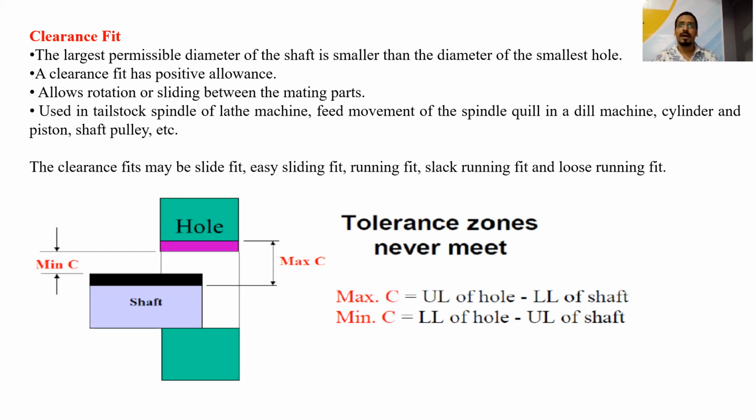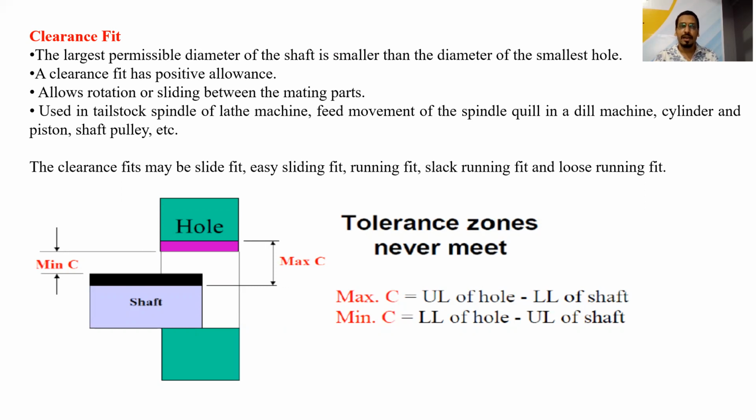Second thing, clearance fit always has positive allowance. Why? I have already told you that the upper limit of the shaft is always smaller than the lower limit of the hole. It means the lower limit of the hole is greater as compared to the upper limit of the shaft. So that's why a clearance fit has always positive allowance.